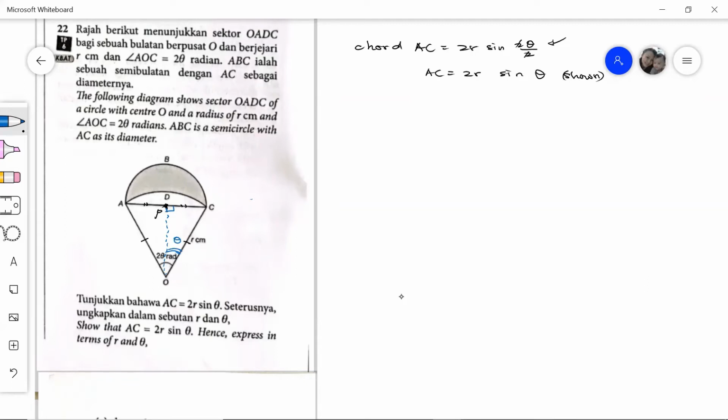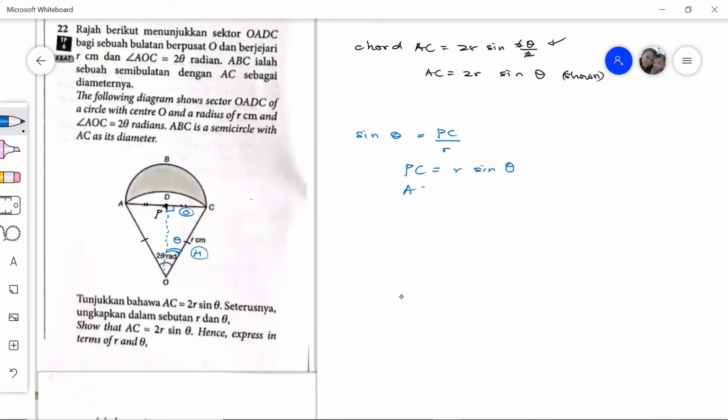So to this angle theta, R is the hypotenuse, and then PC is the opposite. Okay, so with O and H, we can apply the trigonometry ratio sine. So sine theta is equivalent to PC over H, yeah? H is R. So PC equals R sine theta.